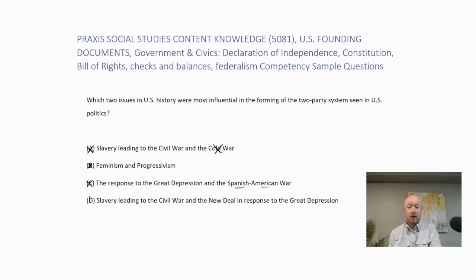And the correct answer here is choice D, slavery leading to the Civil War, very divisive. It really separated our politics into a two-party system, and the New Deal in response to the Great Depression. A lot of social programs were started with the New Deal, which was a very divisive topic, which politicians took sides on and created a two-party system. So the correct answer is D.